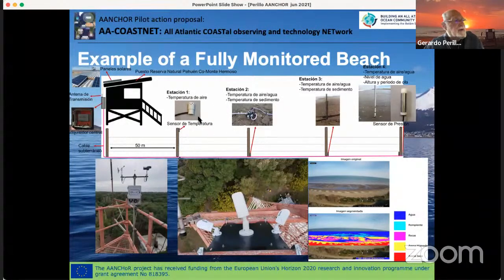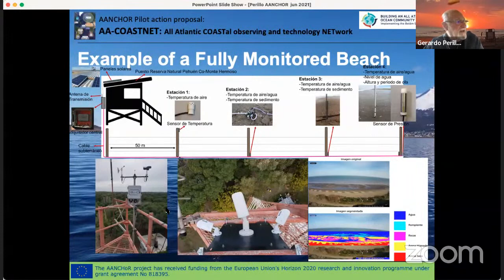For example, we have a sensors deployment along a beach. That's the first one that we know of, at least in Latin America. There's no other sensor that has been measuring waves and tides and temperature right on the beach. And so this has been installed back in 2018.